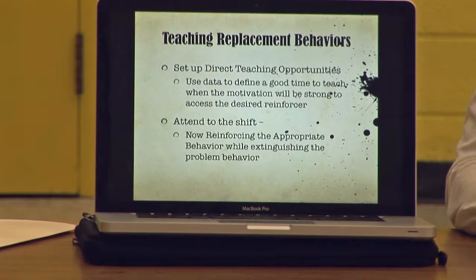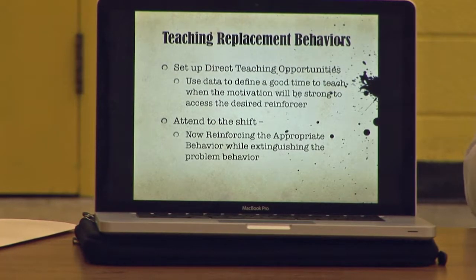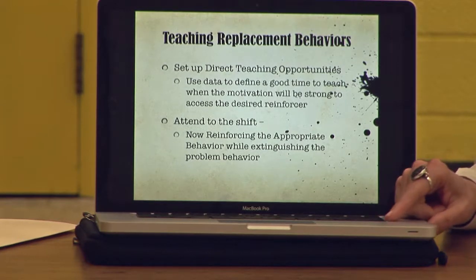And that's kind of the shift. So again, changing extreme problem behaviors is a tedious process that does take time. But if you're consistent, and depending on how long the child has had that behavior, you will see success. It's definitely worth putting effort forth to change.